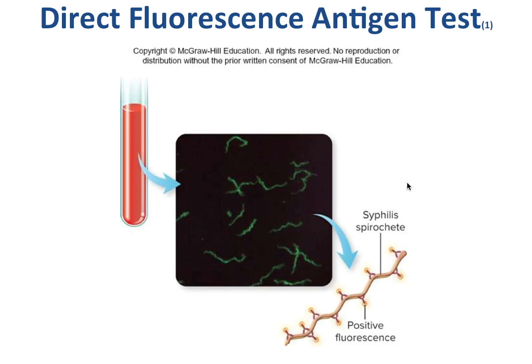As we can see in this diagram, we use the fluorescent antibody to detect syphilis. The syphilis shows the green color. The green is the fluorescent signal.